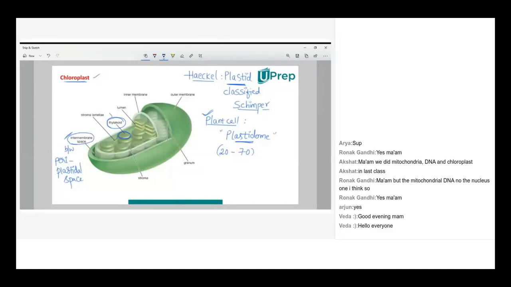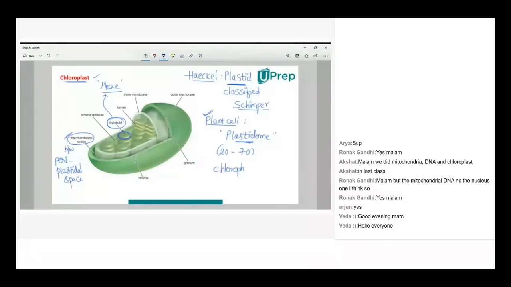Now, when you take the word thylakoid, thylakoid is nothing but coin-like structures. Okay, the term thylakoid was given by Mackay, scientist name.